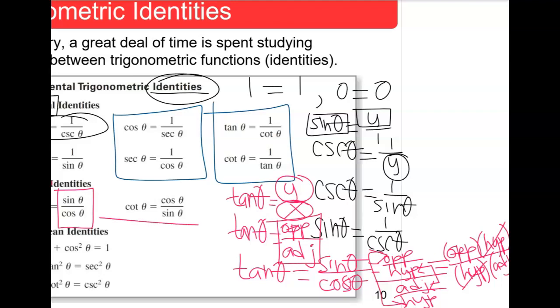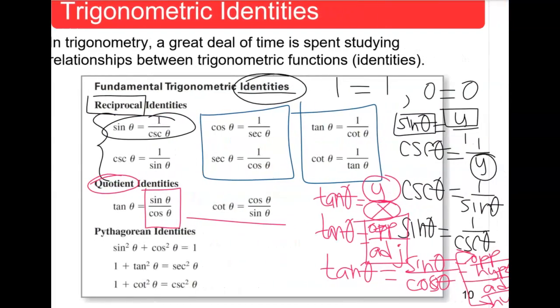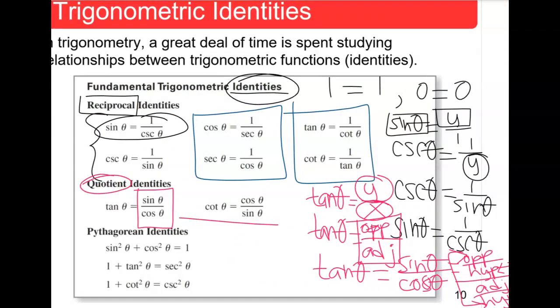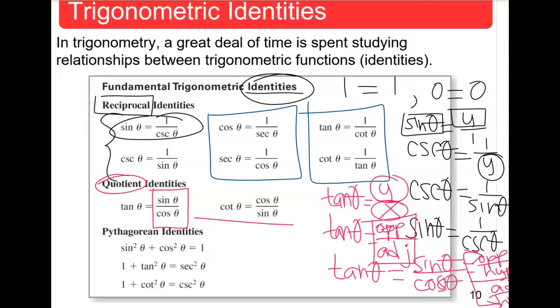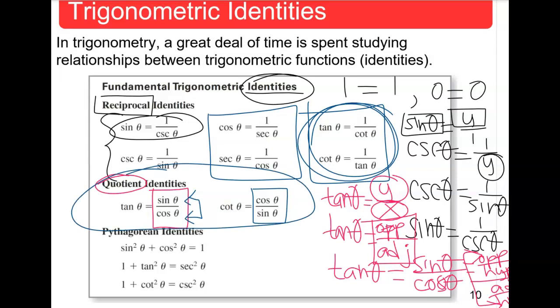So yes, it is true. They are the same. Tangent is the ratio of sine over cosine. And also because we know that cotangent and tangent are reciprocals of each other, then we could say that if we flip this, or interchange numerator and denominator, so cosine of theta divided by sine of theta, that will also give us another quotient identity. So the two that look like ratios, those are the quotient identities.